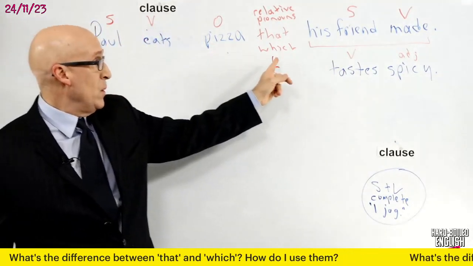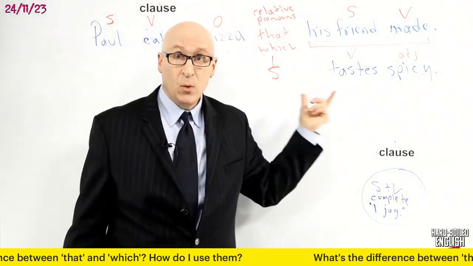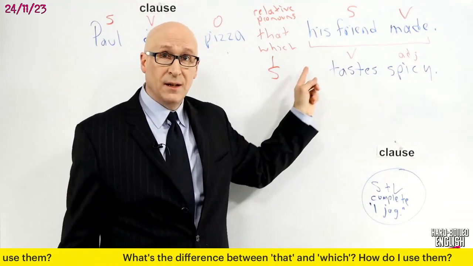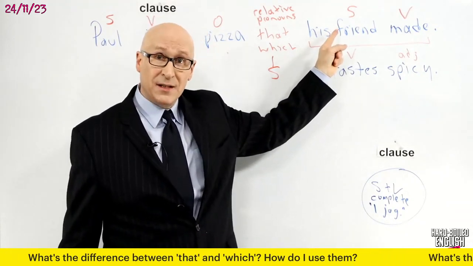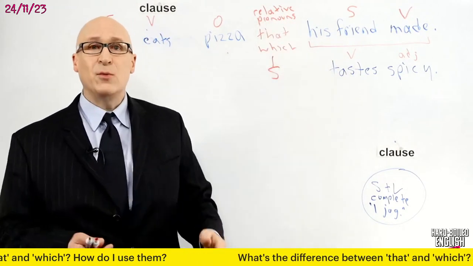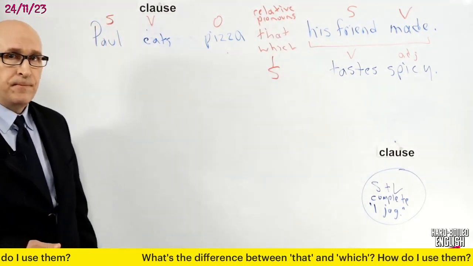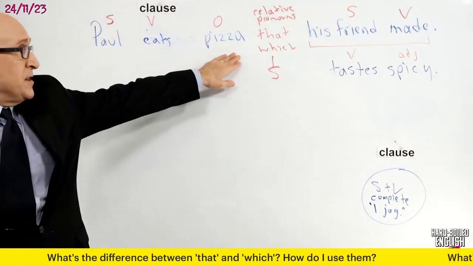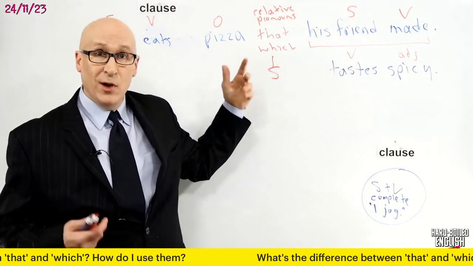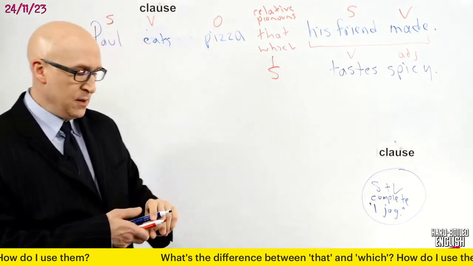Paul eats pizza which tastes spicy. We have to have a relative pronoun because this clause has no subject. This clause has a subject, so we are allowed to drop that. And in speech, we tend to. Okay? Now, this is an adjective clause for inanimate objects, non-human, non-living objects.